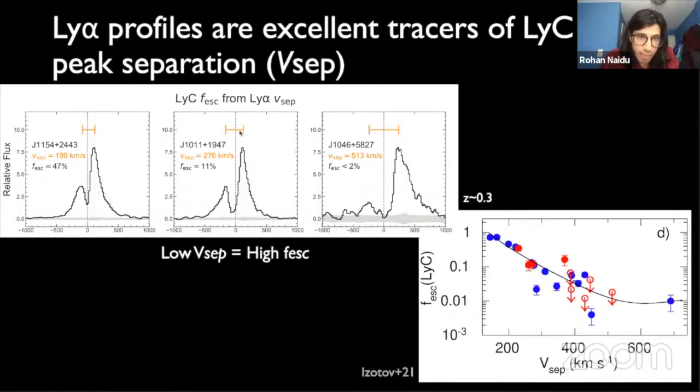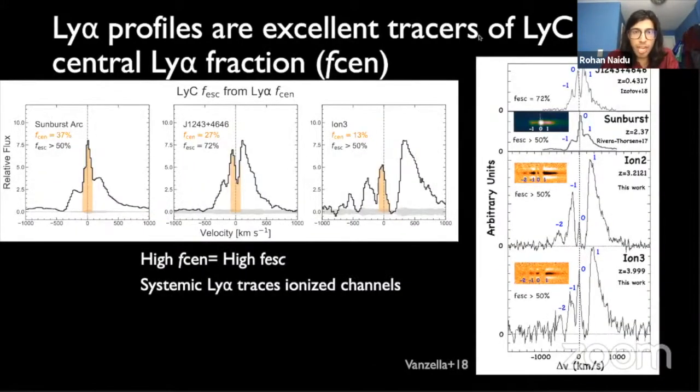In particular, a very tight peak separation in the Lyman-alpha profile seems to be a very efficient predictor of escape fractions. Another related feature in Lyman-alpha profiles that you see in some of these most prolific leakers is a central component in the Lyman-alpha profile. So to capture this, we introduce a new metric called the central Lyman-alpha fraction, which picks up all these very extreme sources as having very high central Lyman-alpha fractions. The idea is that this is basically tracing ionized channels through which the Lyman-alpha can just directly escape.